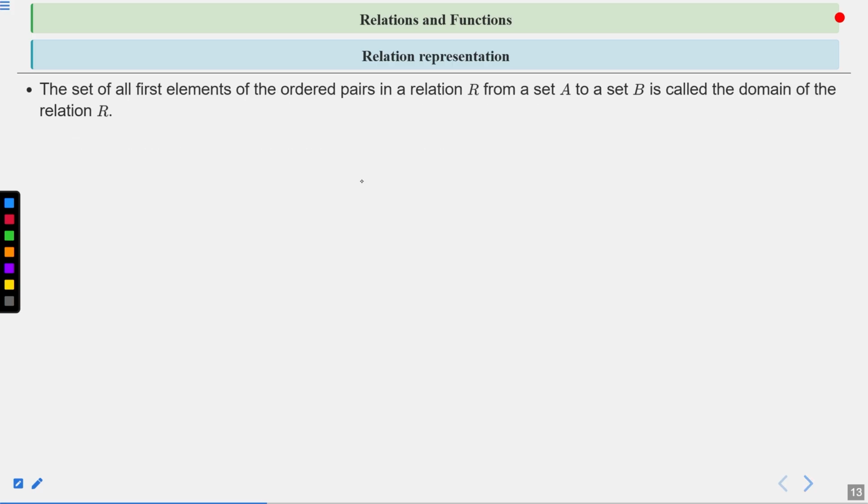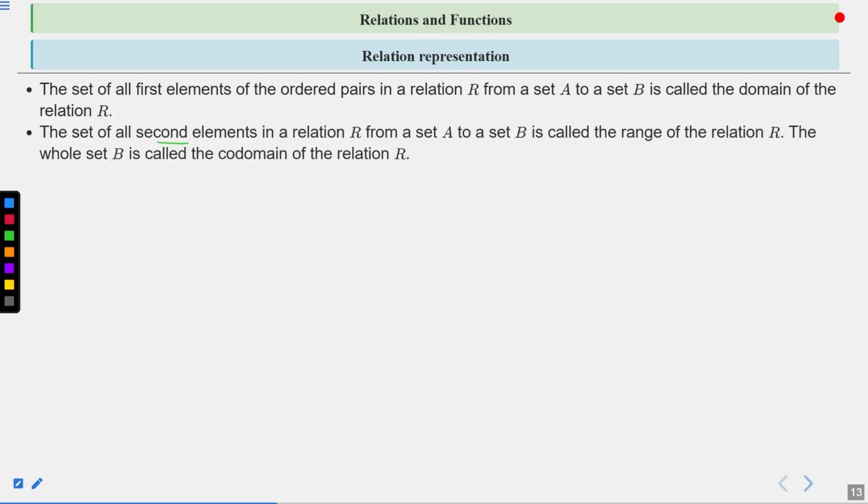Now the set of all the first elements of the ordered pairs in a relation R from a set A to a set B is called the domain of the relation R. So the domain of any relation R is simply the collection of all first elements of the ordered pairs in the relation. Simple. So if you have your relation, your subset of A cross B, collect all your first elements and make a set out of it, and that set will be the domain of the relation.